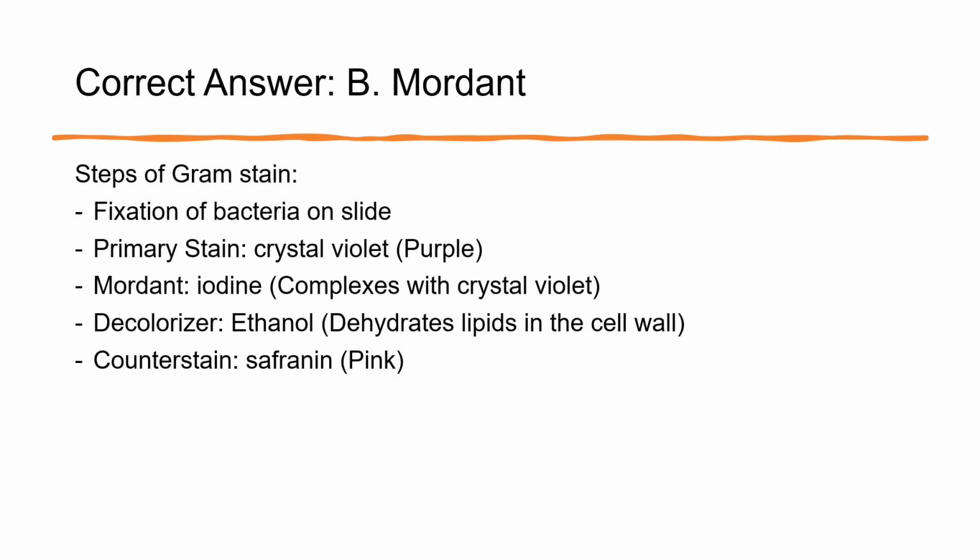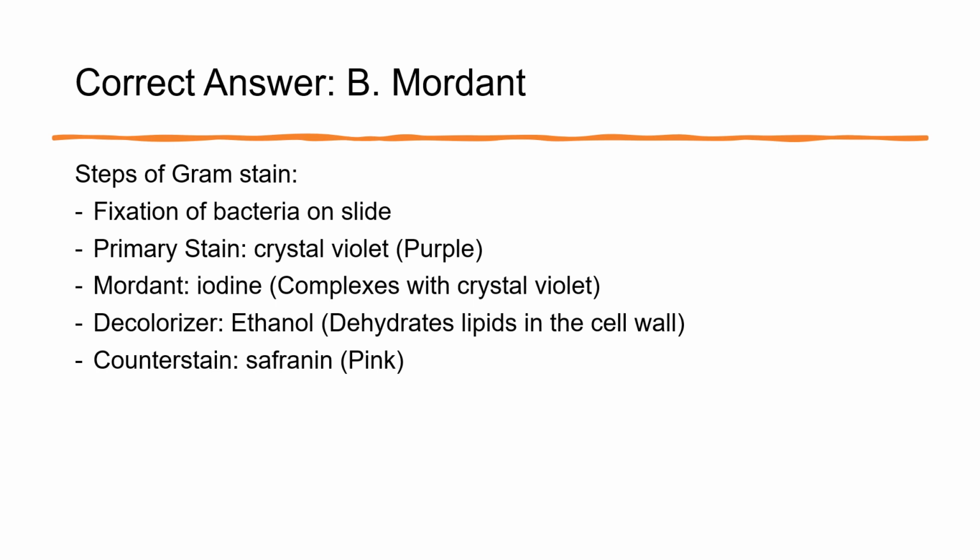Let's talk about steps of gram stain. First, we fix the bacteria on the slide. Then we add the primary stain, which is crystal violet, that enters the peptidoglycan of all bacteria, giving them a purple color. The next stain is gram iodine, which is the mordant, that combines with the crystal violet to make a bigger complex in the peptidoglycan wall.